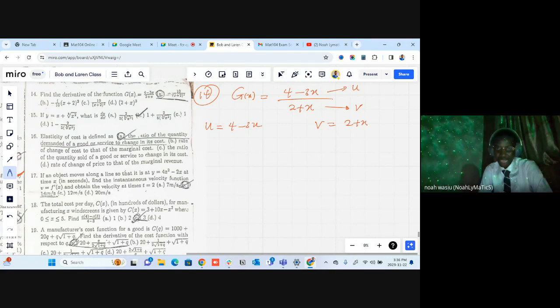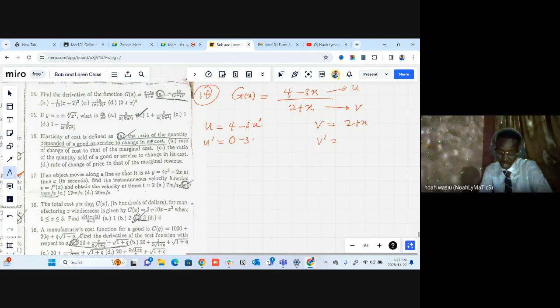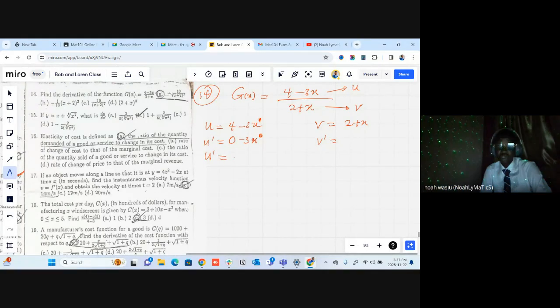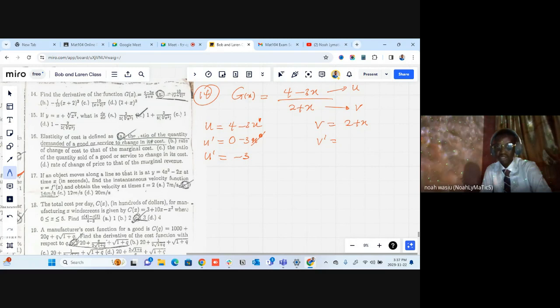Remember that in that formula, I need u prime and I need v prime. If I differentiate 4, the answer is 0. If I differentiate minus 3x, there's an invisible 1 up here. 1 times 3 is 3, then x is to the power of 1 minus 1, which is 0. Anything raised to the power of 0 is 1, so my u prime is just minus 3.